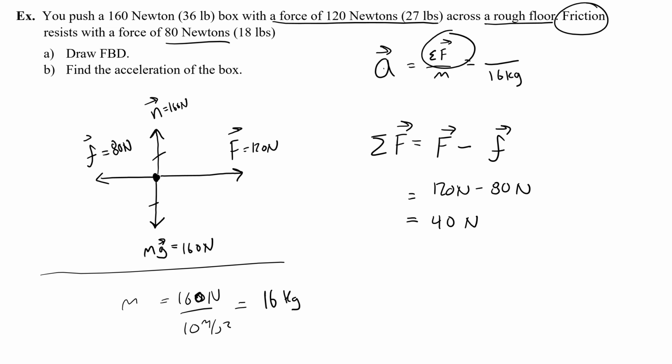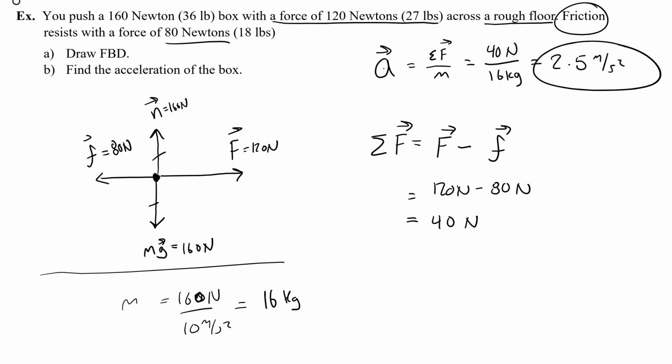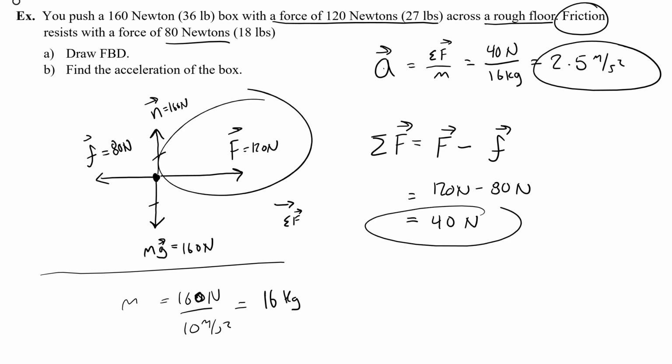And I can use this to find the acceleration. 40 newtons divided by the mass of 16 kilograms gives me 2.5 meters per second squared. And remember that the net force here would be to the right because it's a positive 40 and the applied force is larger than friction. So that means the acceleration is also to the right, which we're choosing to be our positive direction.